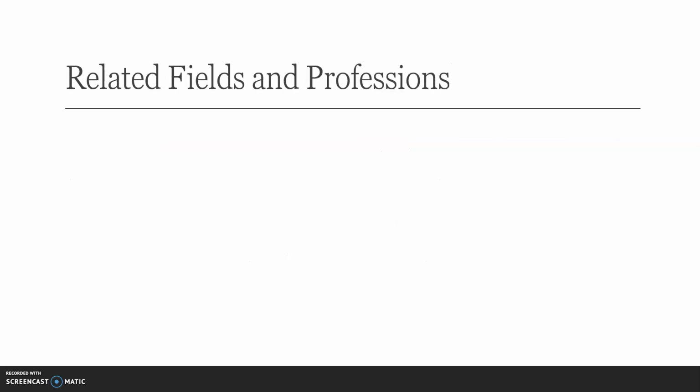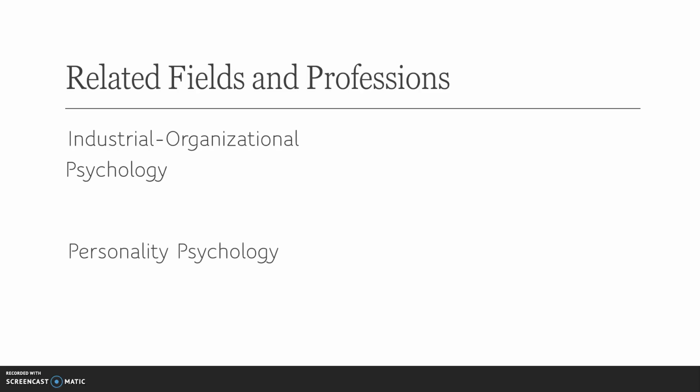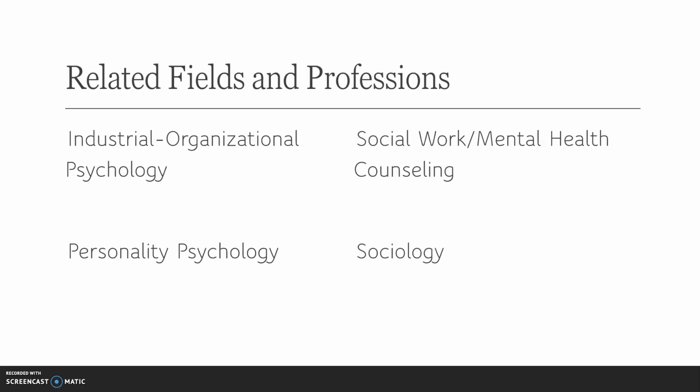Some related fields and professions of social psychology include industrial organizational psychology. IO psychology is aimed at making workplaces function well. Personality psychology, which seeks to understand individual differences in thinking, feeling, and behaving. Social work and mental health counseling, where the goal is to help enhance well-being and assist people in meeting their needs. And sociology. Sociologists seek to understand the structure of groups, organizations, and societies.